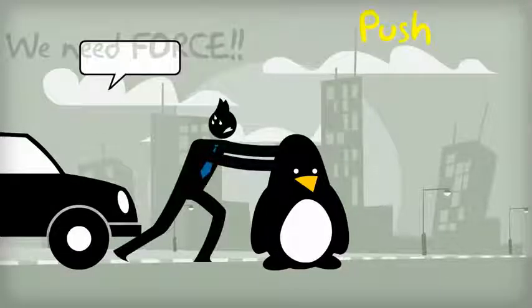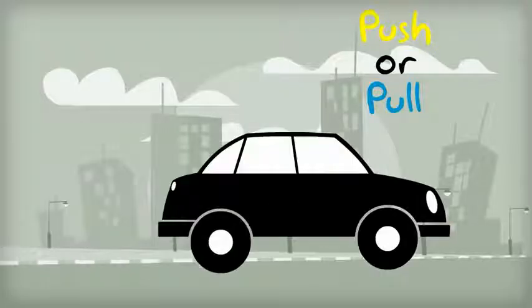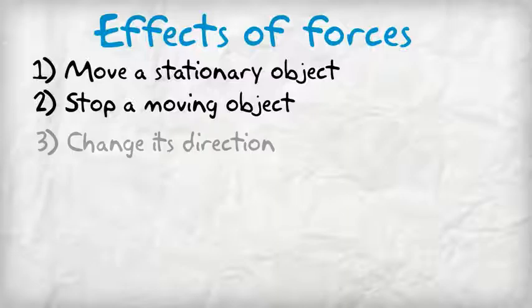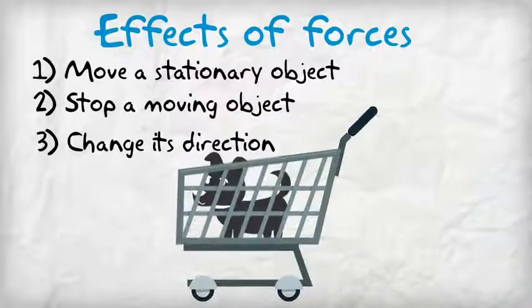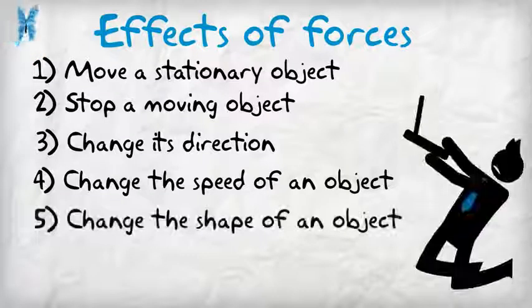A force is a push or a pull. We can't see a force, but we can see the effects of a force. A force can move a stationary object, stop a moving object, or change its direction. A force can change the speed of an object. It can also change the shape of an object.